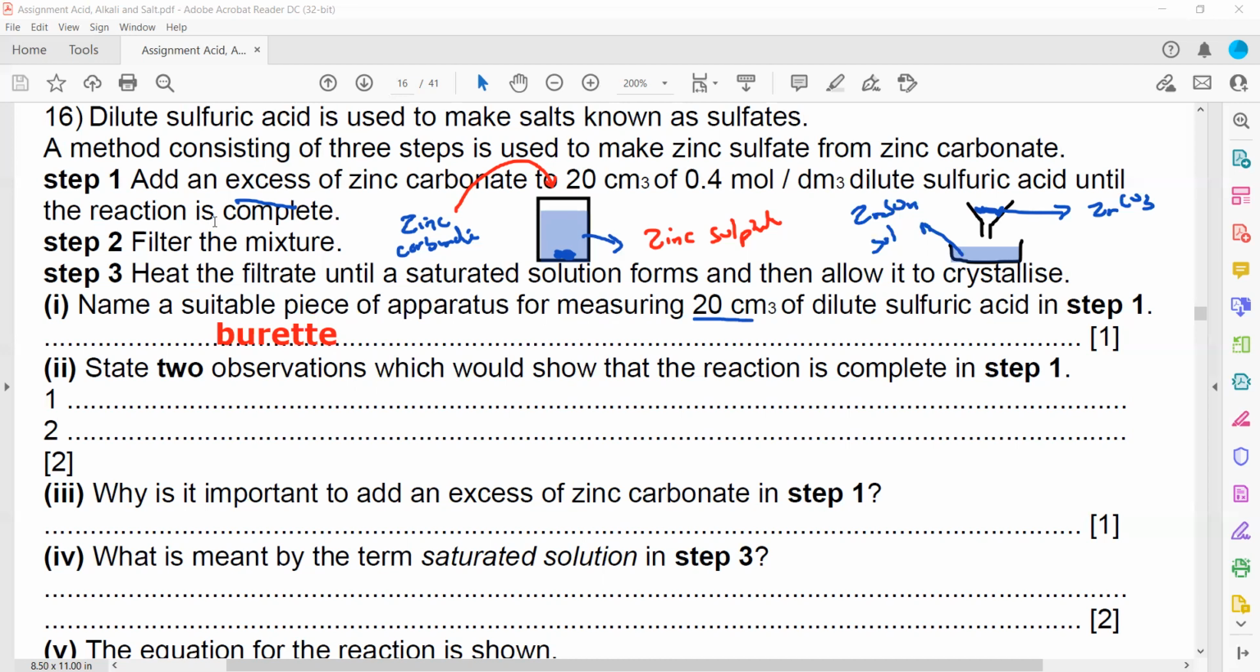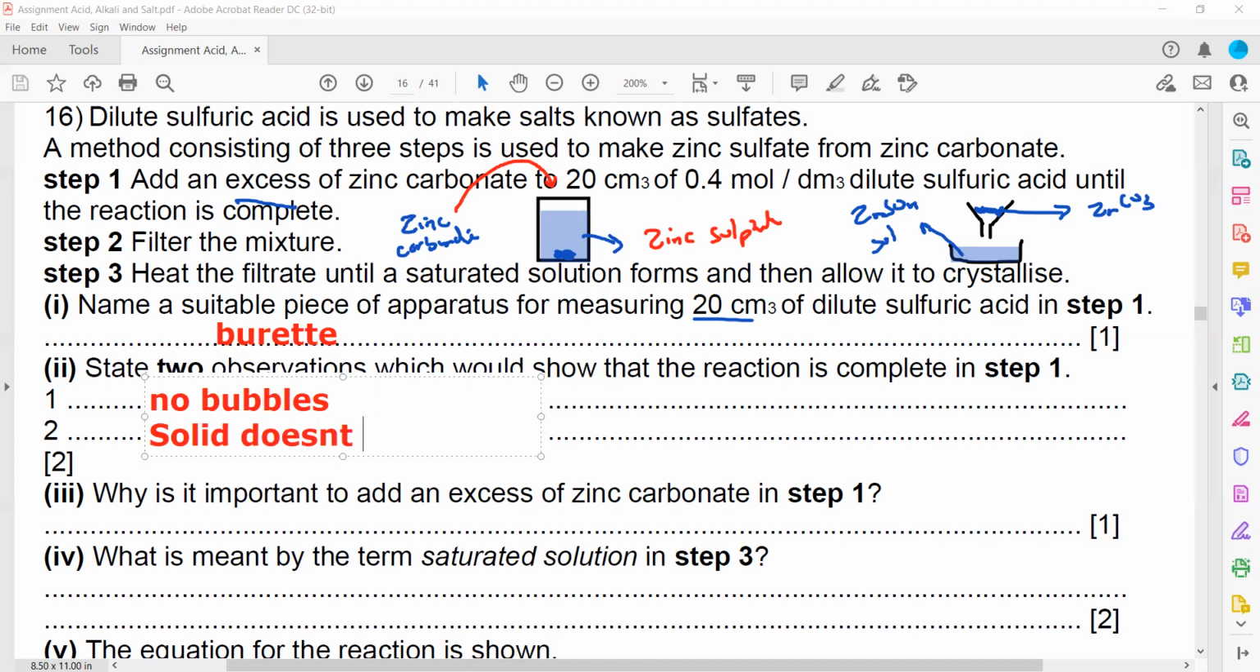Then state 2 observations that show that the reaction is complete. How will we know that this reaction is completed? There is no more reaction occurring. So number one, there will be no bubbles, and number two, the solid does not dissolve or react.